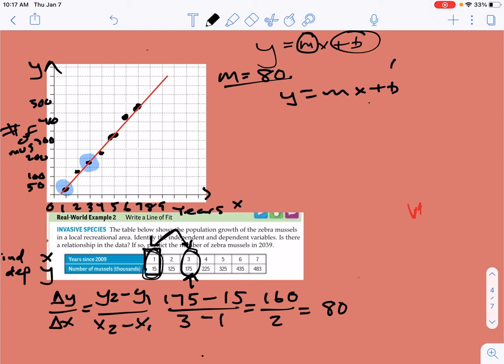Let's use that first point. Let's use the point (1, 15). So you can pick either point. It doesn't matter. I usually pick the one with the smaller numbers because I'm lazy, and I just think it makes for easier calculating. So now what we do is we recognize that this point is x and y.